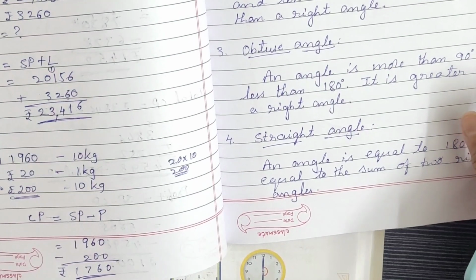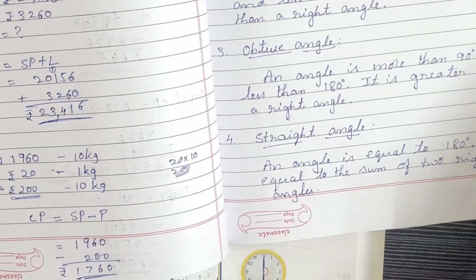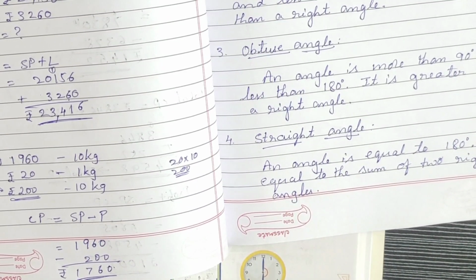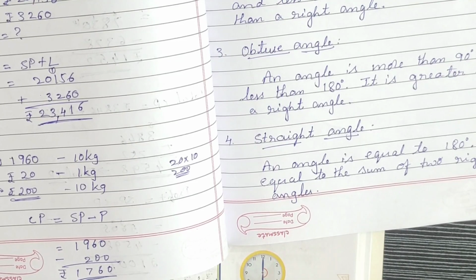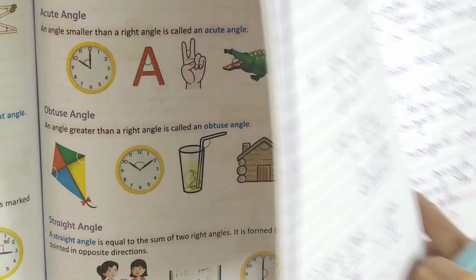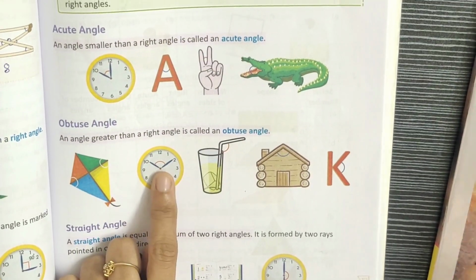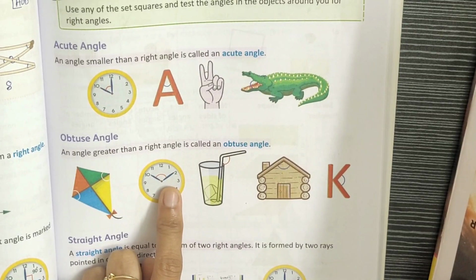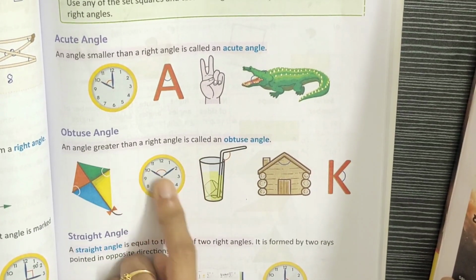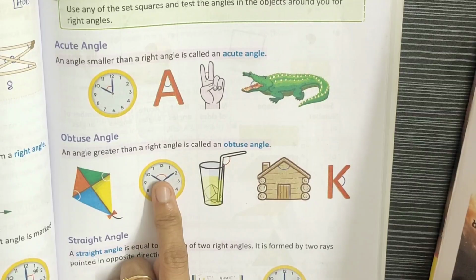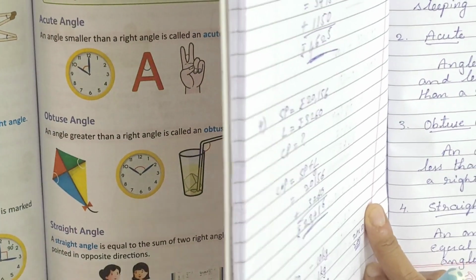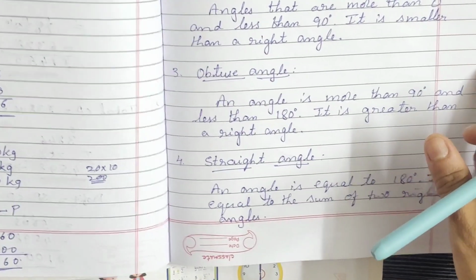Next comes the obtuse angle. What is an obtuse angle? An angle that is more than 90 degrees and less than 180 degrees. It is greater than a right angle. So this is obtuse. It is more than 90 degrees and less than 180 degrees. This is called an obtuse angle and it is greater than a right angle.